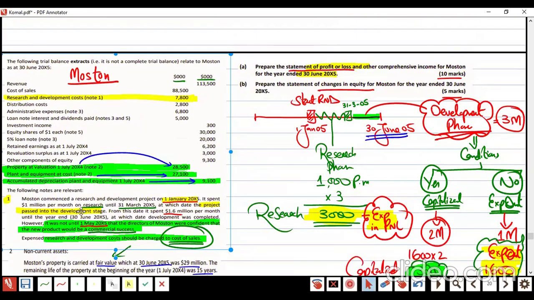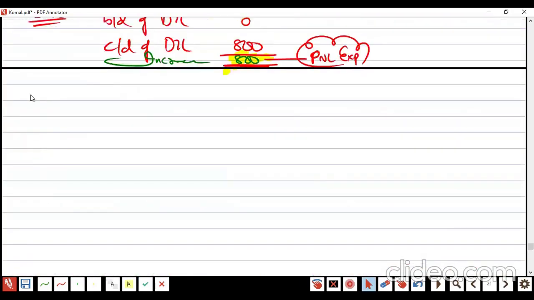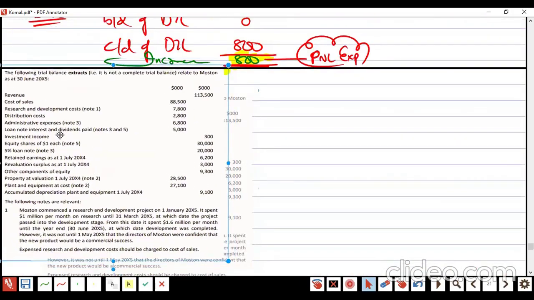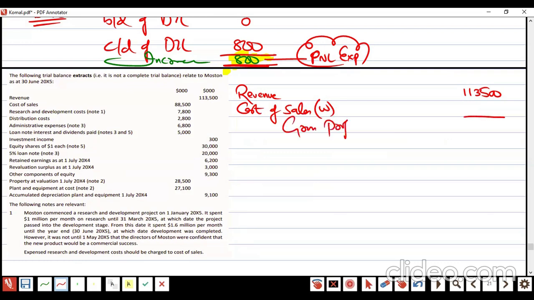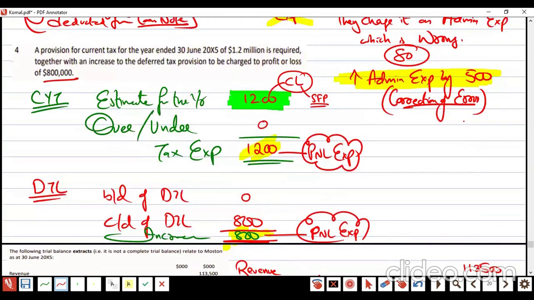Now I need the data here so I can make the income statement as almost we solved all the notes. Now, profit and loss format starts with the revenue. How much? 113,500. And cost of sale, we are aware, we have to do a separate working for cost of sale. So if I have a space here, I can do the working here for the cost of sale.